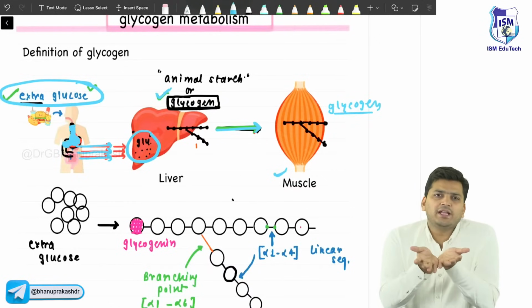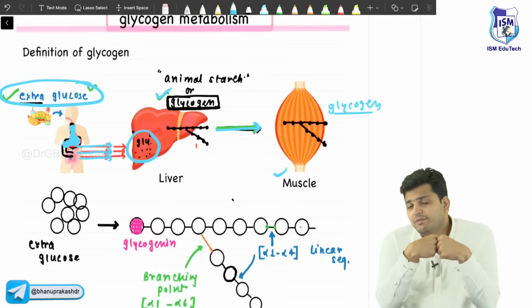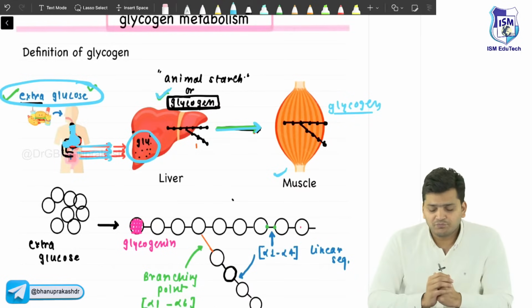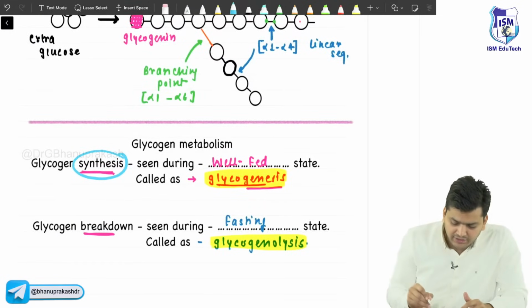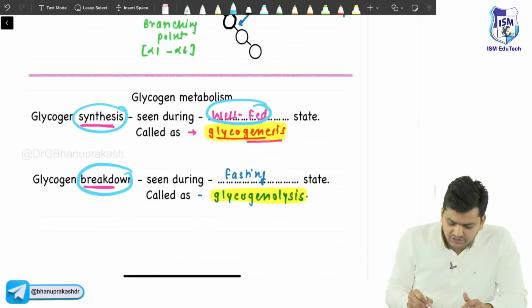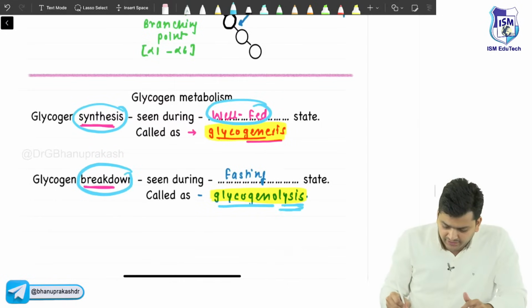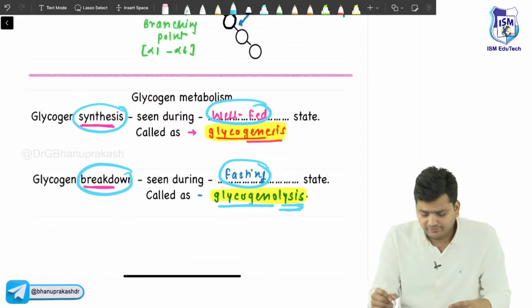And when we don't take a meal, this glycogen will be cut down, and what are we going to get back? We are going to get back glucose. So there are two processes. Glycogen synthesis is called glycogenesis. It occurs during the well-fed state. And glycogen breakdown, which is called glycogenolysis, occurs during which state? Fasting state.